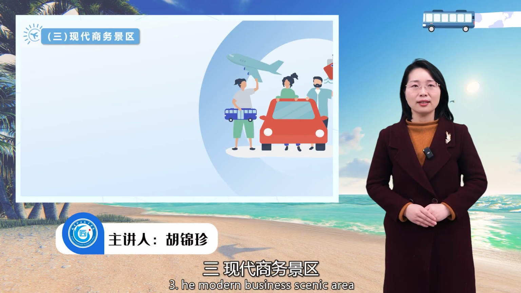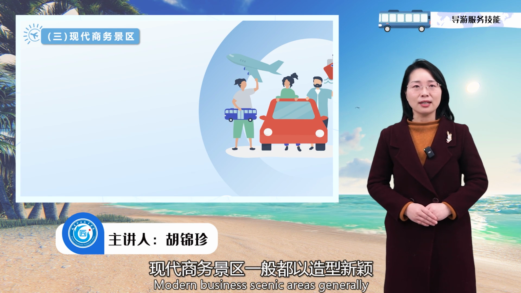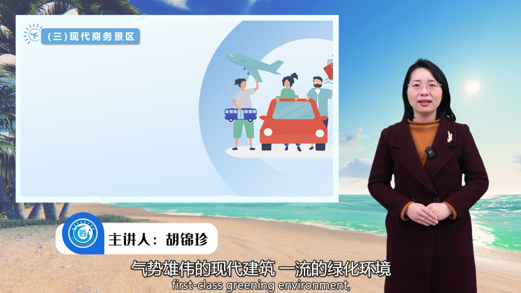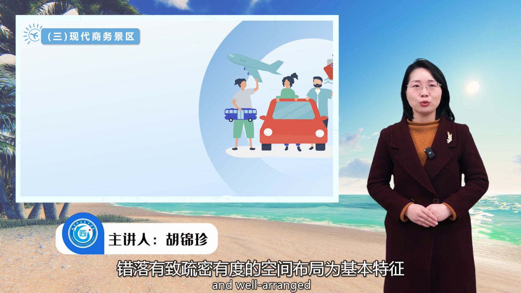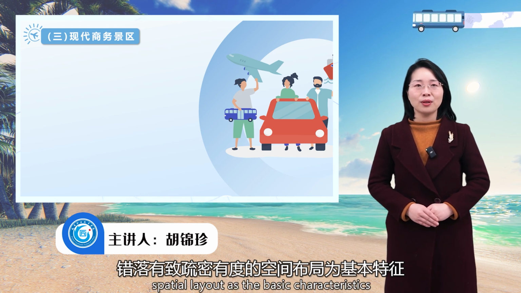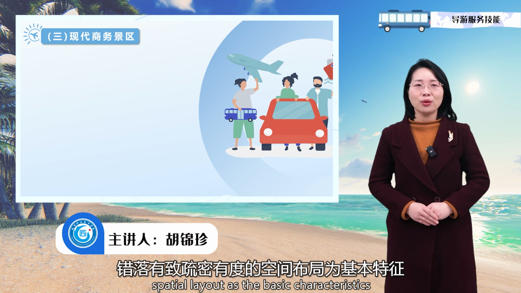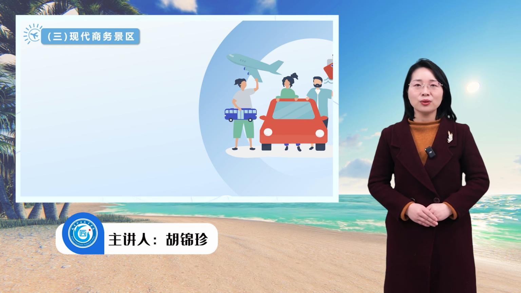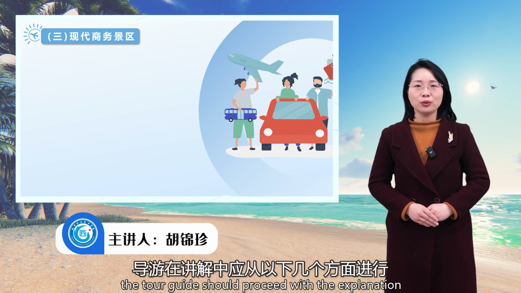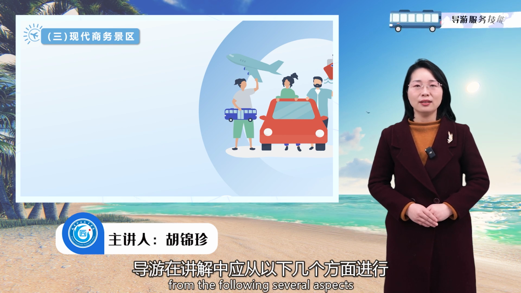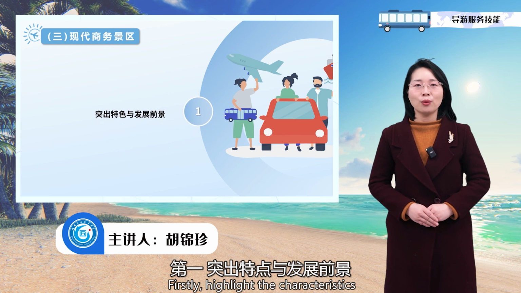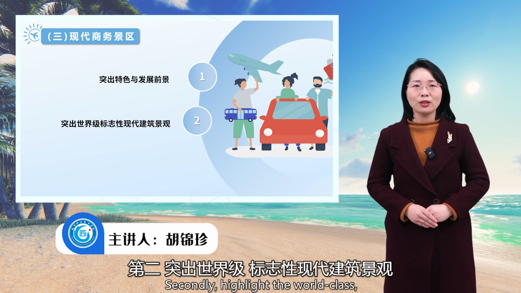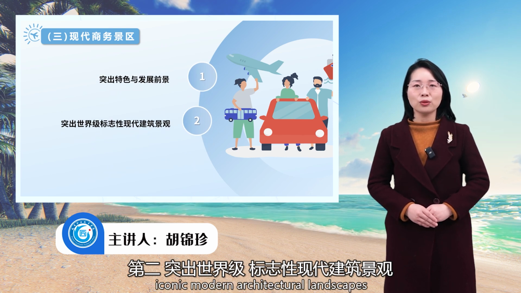The modern business scenic area. Modern business scenic areas generally take the novel shapes, magnificent modern buildings, first-class greening environment, and well-arranged and properly spaced spatial layout as the basic characteristics. Based on the characteristics of the modern business scenic area, the tour guide should proceed with the explanation from the following several aspects. Firstly, highlight the characteristics and development prospects. Secondly, highlight the world-class, iconic modern architectural landscapes.